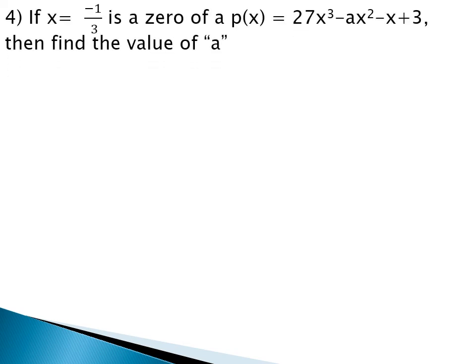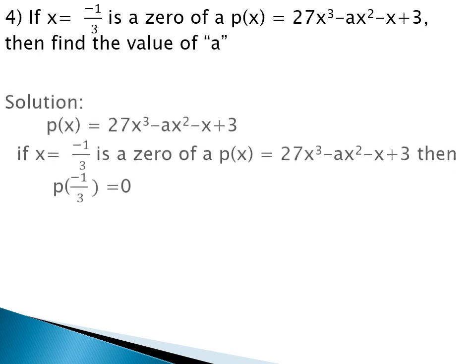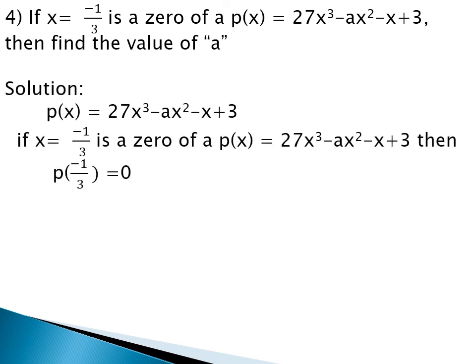One more example in a similar way. X equal to minus 1 by 3 is the 0 of p of x equal to 27x cube minus ax square minus x plus 3. Then find the value of a. Let us see the solution. How to write the first sentence? If x equal to minus 1 by 3 is the 0 of p of x, then what can we write? P of minus 1 by 3 equal to 0.